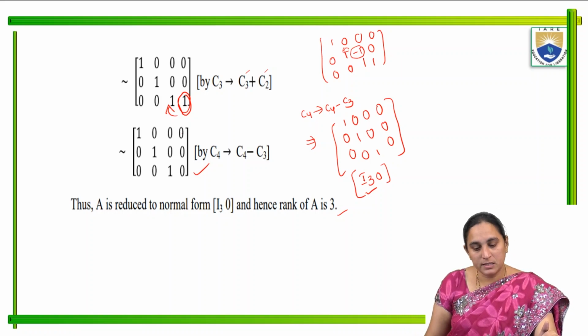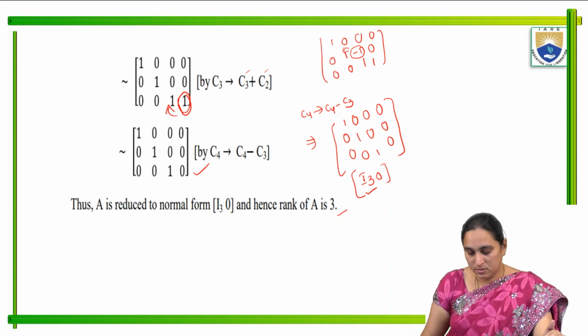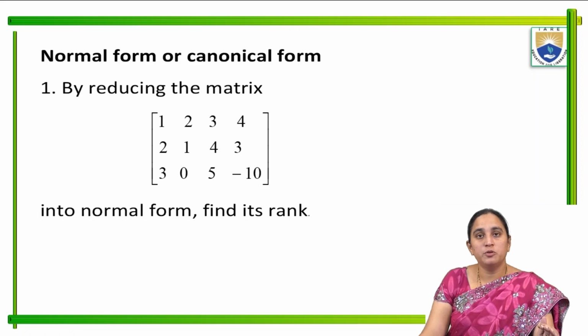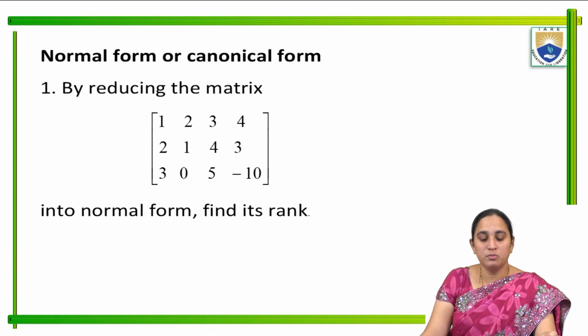Okay. And next, I'll give one more question. That is normal form or canonical form. Okay. What about one more name for the normal form? That is canonical form. Okay. Same as the last question: reduce the matrix into normal form. What about the matrix there? 1, 2, 3, 4, 2, 1, 4, 3. And the last row 3, 0, 5, minus 10.